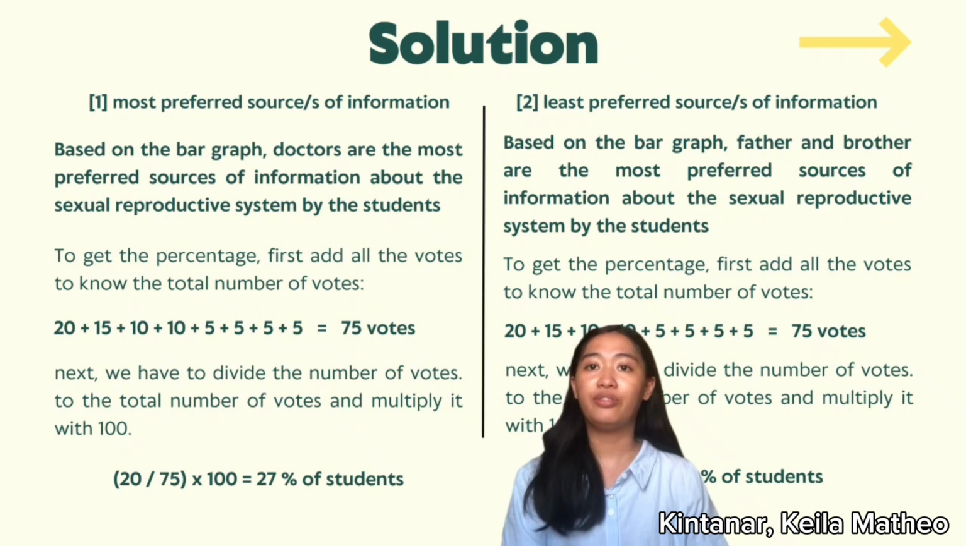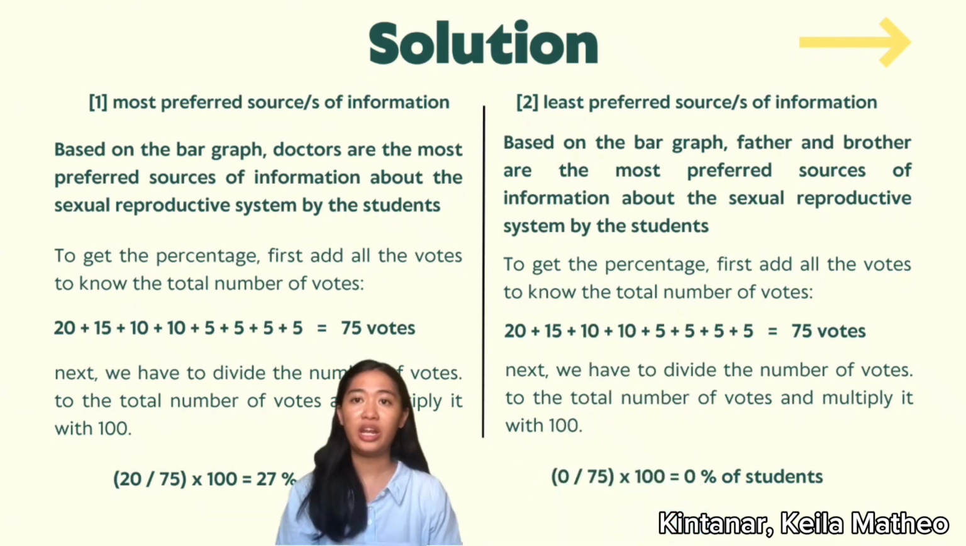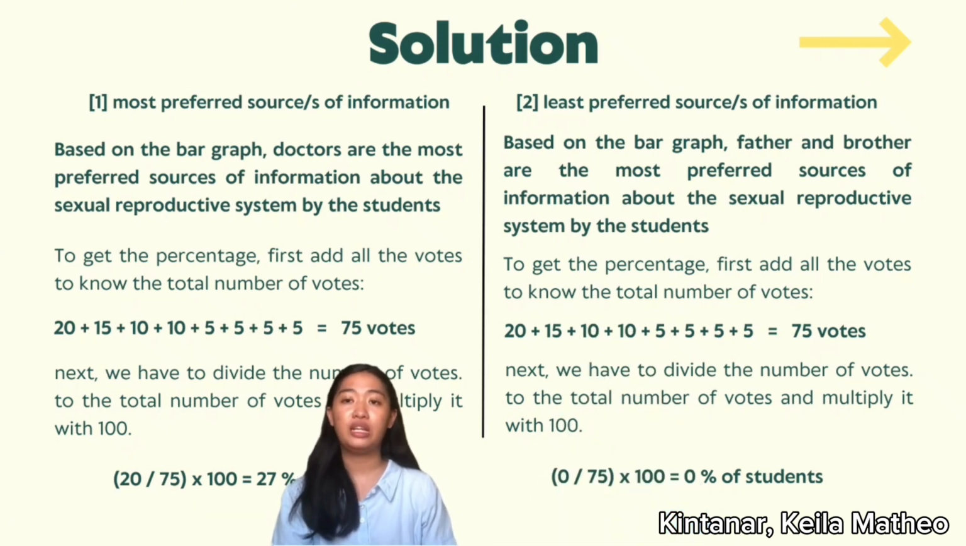And now we have to find its percentage by dividing the number of votes by the total number of votes. So the most preferred is the doctor with 20 votes. So 20 divided by 75 is 0.27, times 100 is 27%. Now we have to find the percentage for the least preferred sources. So the least preferred sources are father and brother with both 0 votes. So 0 divided by 75 equals 0. 0 times 100 equals 0%. So the percentage for the least preferred sources is 0%.